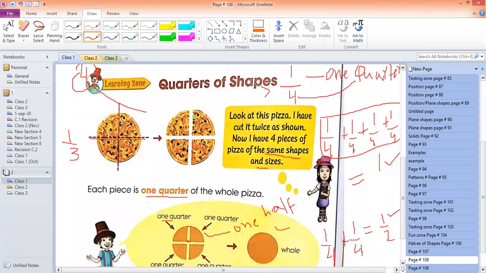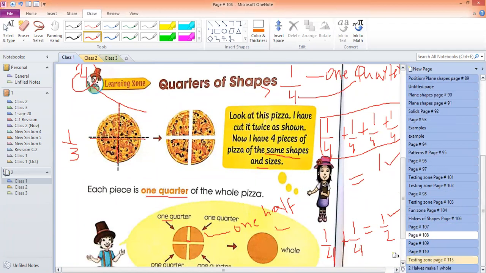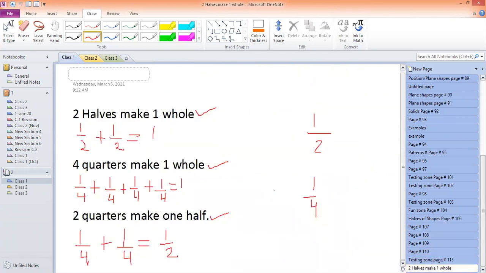So you can cut different shapes and you can make quarters. Now you have to revise the concept of quarters and halves. I told you guys, two halves make one whole. Two halves make one whole. That means 1/2 + 1/2 = 1.